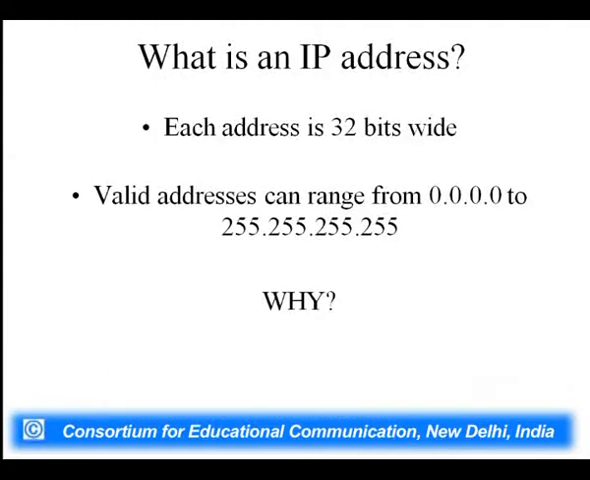Now each address is 32 bits wide, as I said, and the valid addresses can range from 0.0.0.0 to 255.255.255.255, because if all 8 bits are 1, the value is 255. The 4 octets, if every octet has all ones, it is 255.255.255.255. If all bits are 0, the decimal value is 0. So for every octet of 8 bits, 0.0.0.0 means all bits are zeros in binary. That is the sense of it.